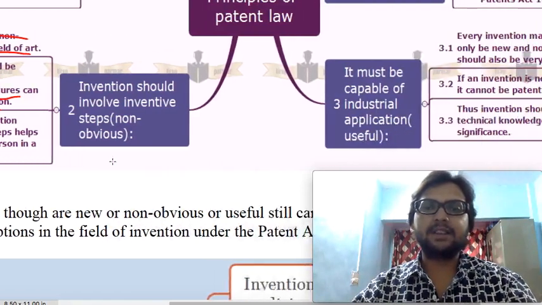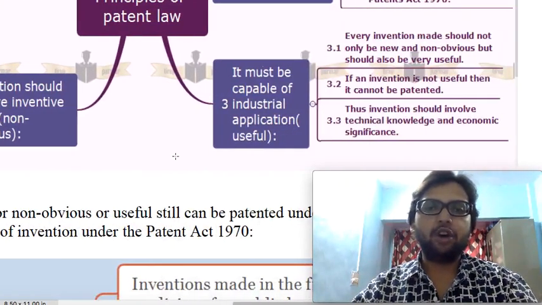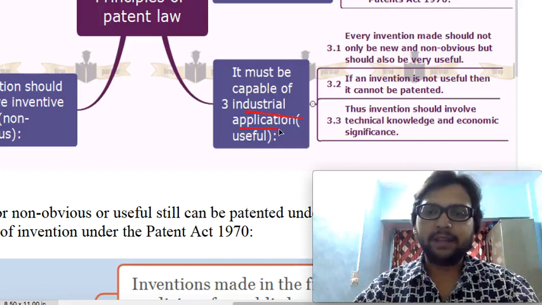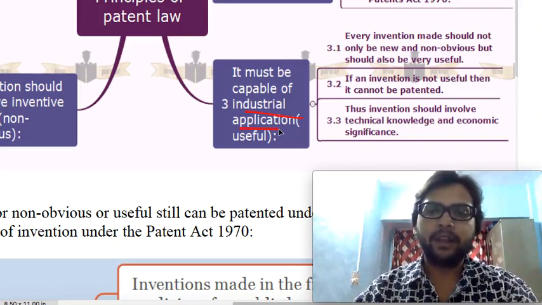Let's discuss the third point. It must be capable of industrial application. This is the most important part. I've invented something, but that invention is not helpful in the public domain.